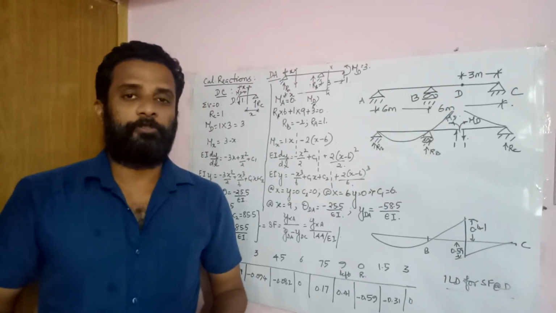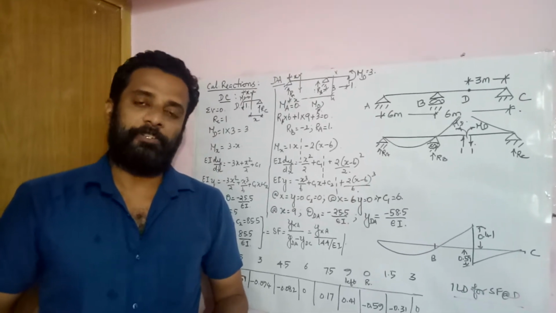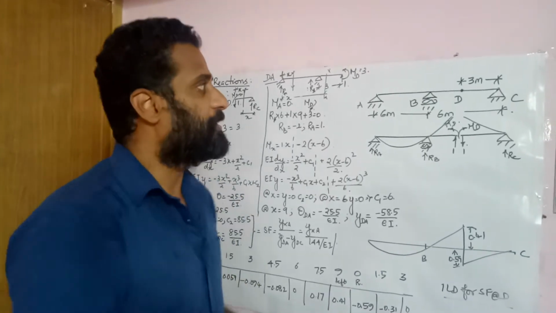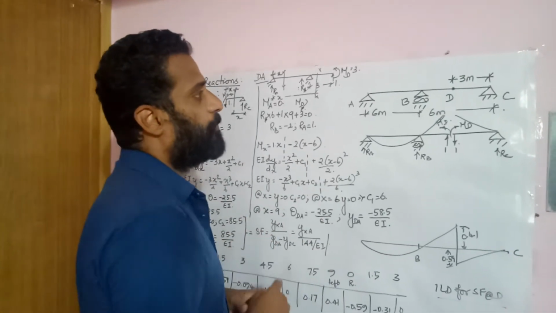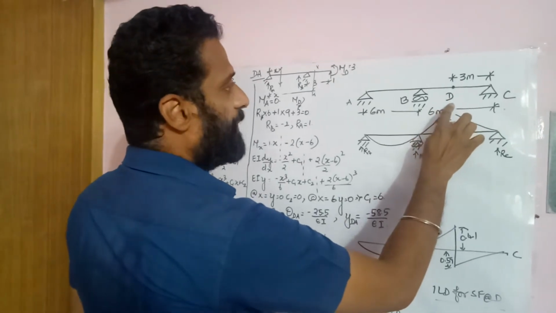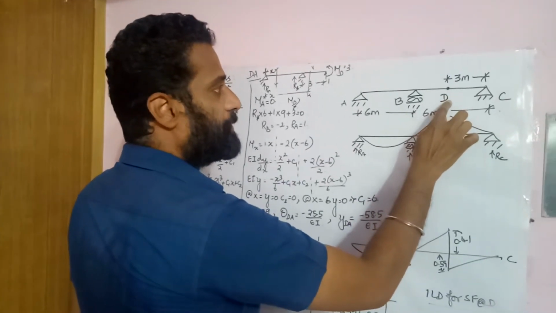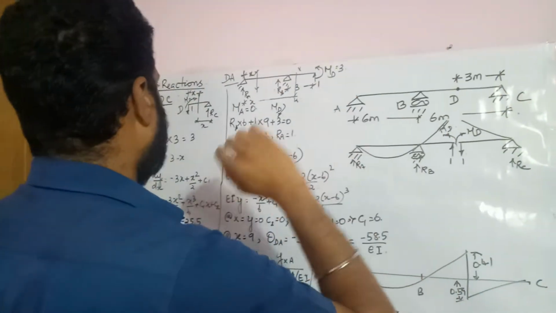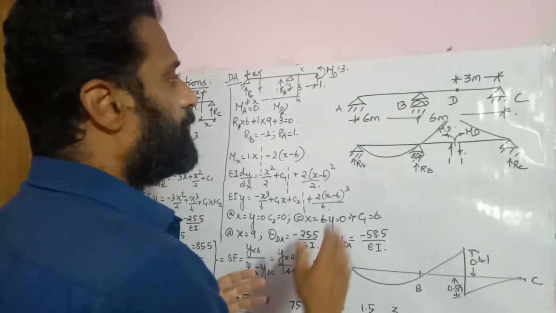Hi everyone. Today we are going to look at continuous beams ILD, calculating ILD for a shear force point. So this is the given problem. In this problem you can see that there is a point D where they have asked to find the shear force at this particular point, which is 3 meter from C. So let us now look at the session.